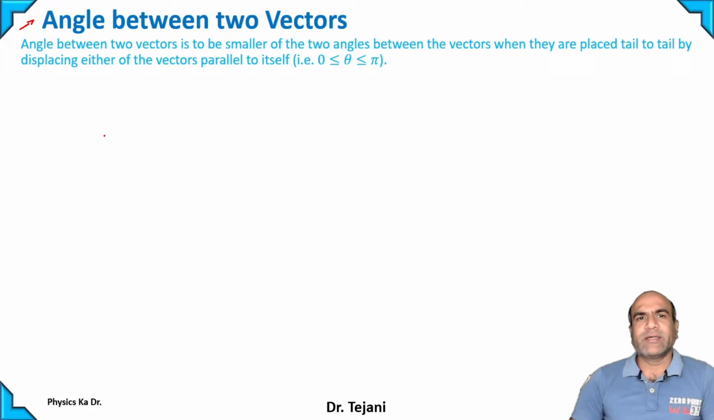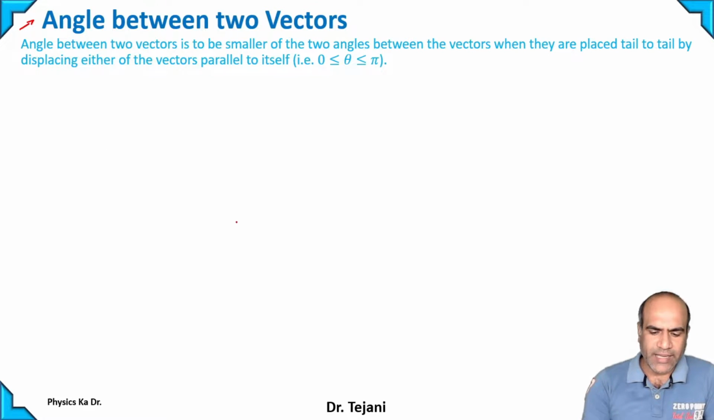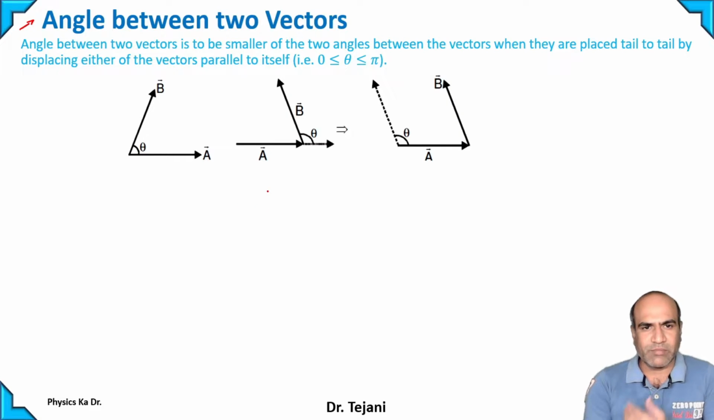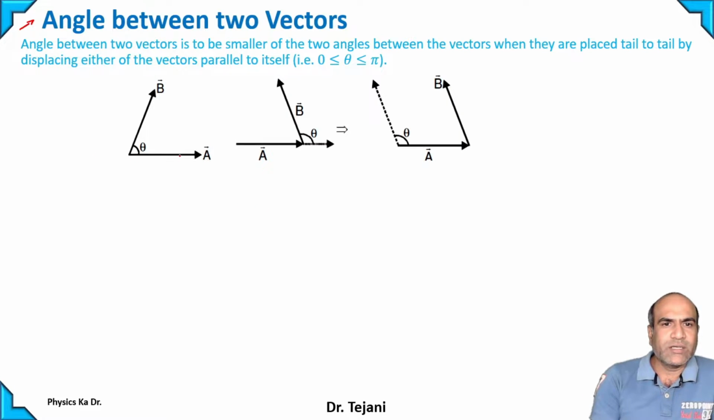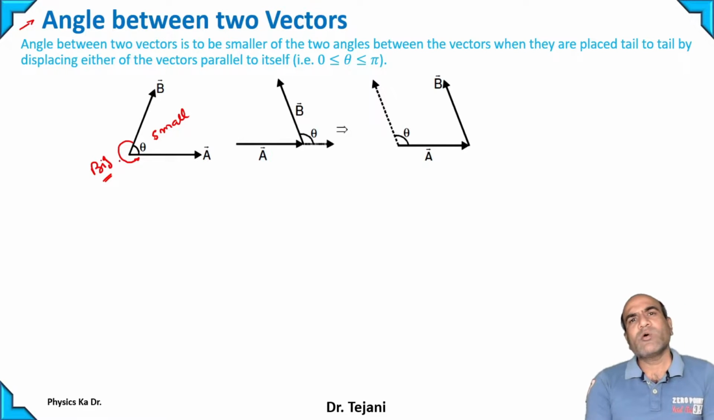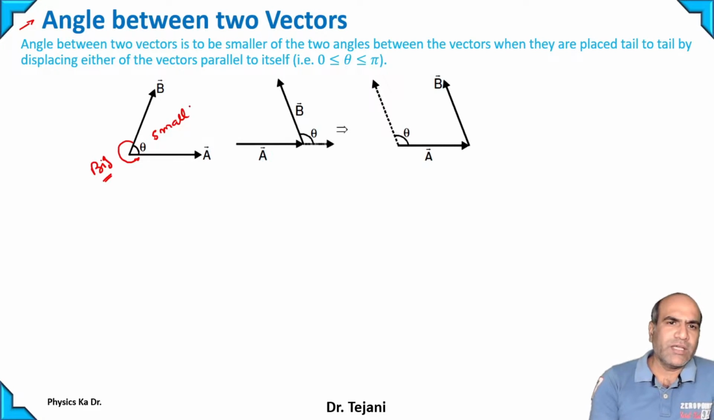The angle between two vectors is to be the smaller of the two angles. How to consider the angle between two vectors? Say for example, here the drawing is given with vectors A and B. There are two possibilities here. This is the smaller, and if we take the outside of this part, it becomes bigger. So when we talk about the angle of vectors, we can only go with this smaller angle.